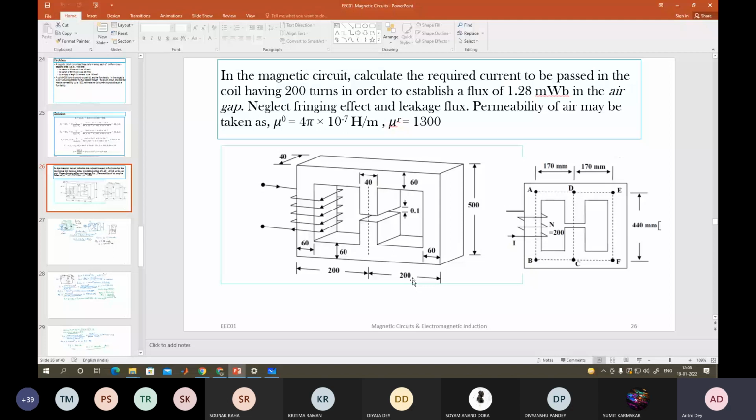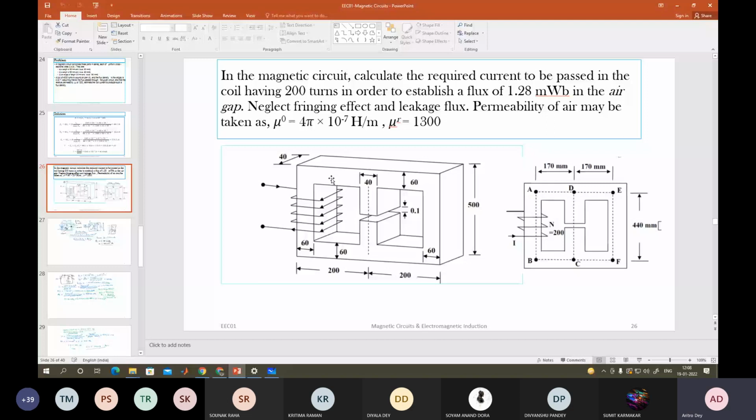So 170, 440, 170, that is your overall length, right? And what is your cross section area? This is given, this is 40, and this is equal to 60. So 40 into 60 will be your cross section area. So let us now do that.